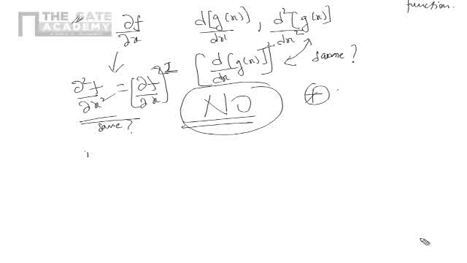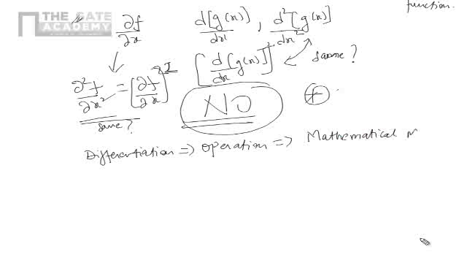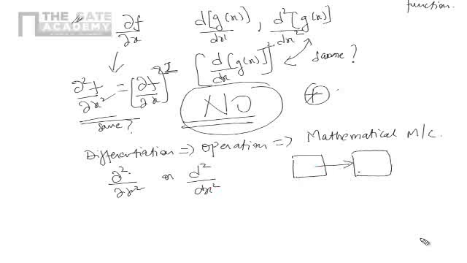See, differentiation, whether it is a partial derivative or a complete derivative, is an operation. It is very good to understand it this way: it is nothing but a mathematical machine. Now, what do we mean by ∂²/∂x² or d²/dx² for that matter? We have the operation done twice, like a mathematical machine.